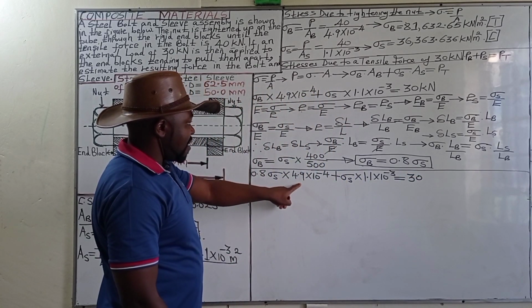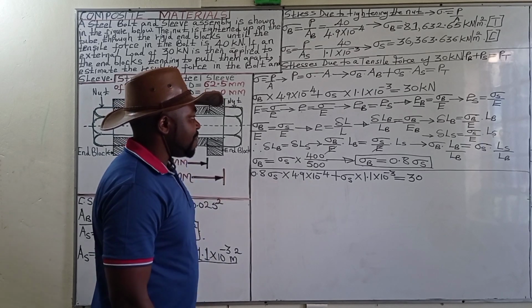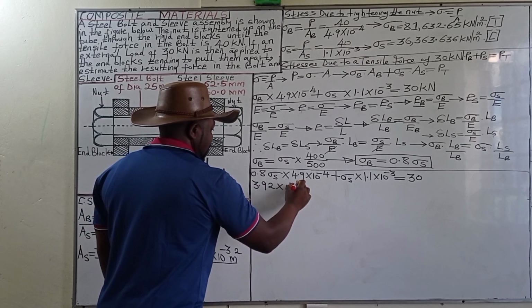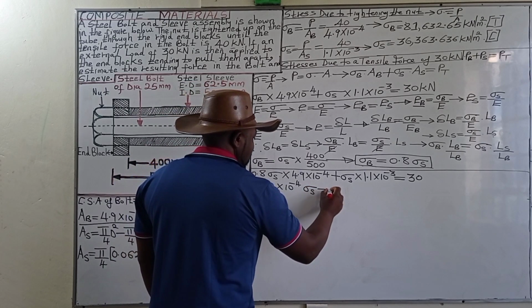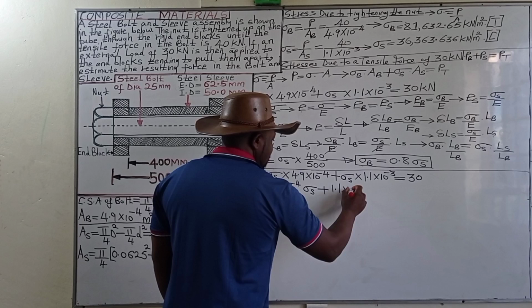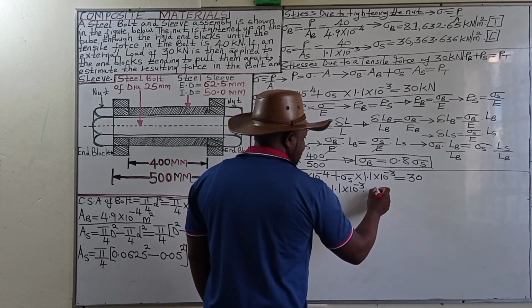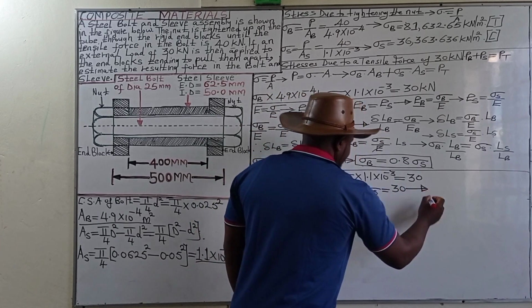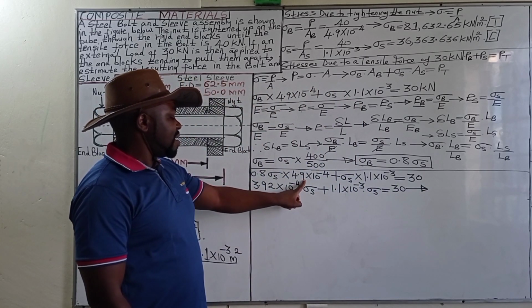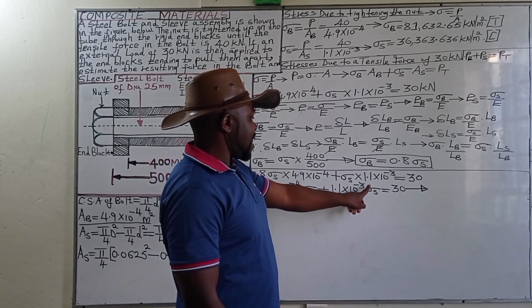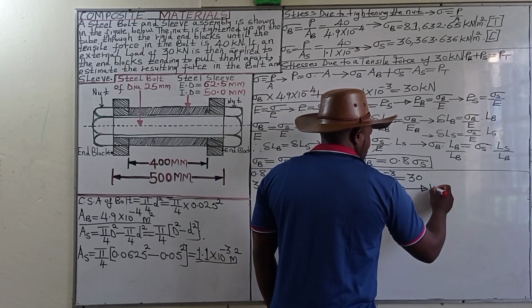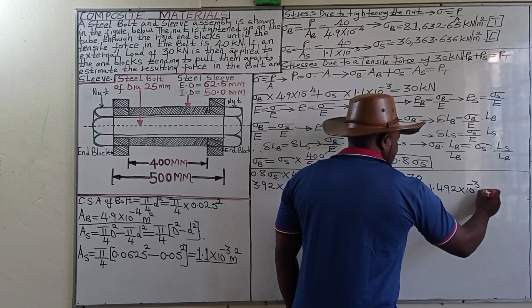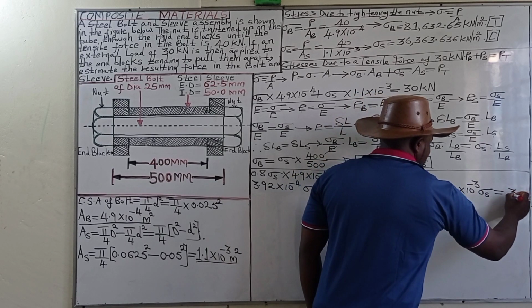Now 0.8 times 4.9 times 10 raised to the power of -4 happens to be 3.92 times 10 raised to the power of -4 stress in steel, plus 1.1 times 10 raised to the power of -3 times the stress in steel. When we add these, that is going to give us 1.492 times 10 raised to the power of -3 stress in steel is equal to 30.